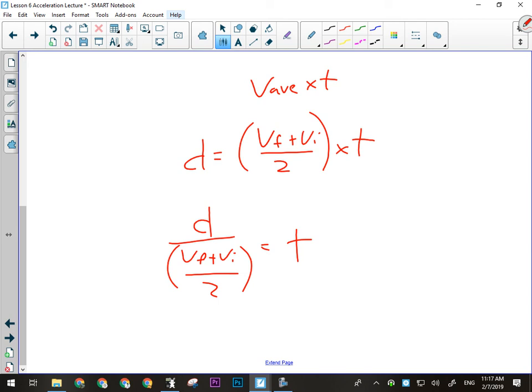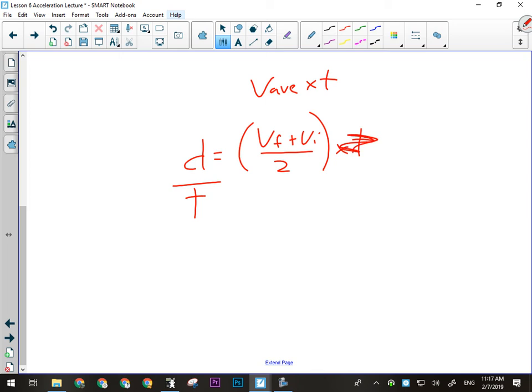All right. What if I want to solve for VF? What's not attached to VF right now? T. All right, so I should move it first. Right? So by dividing both sides by T, I effectively have V equals D over T, right? Average velocity equals D over T. All right, so once I've done that, do I need these brackets anymore? Nope.